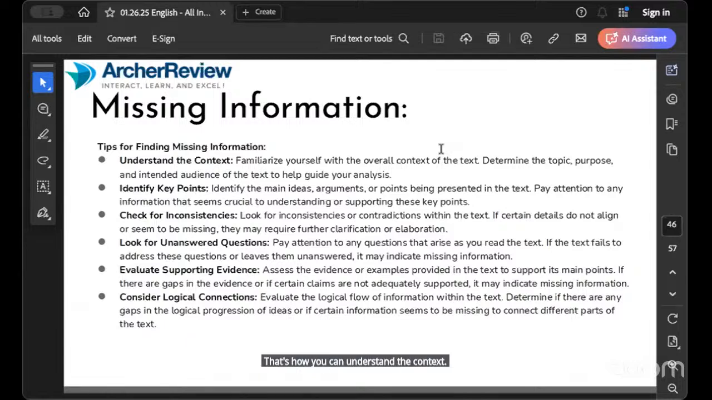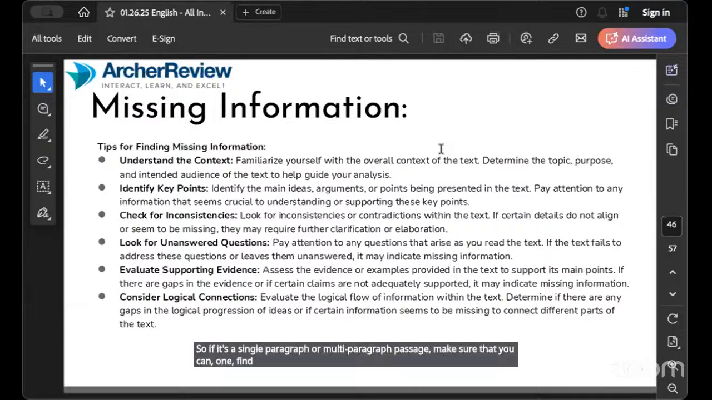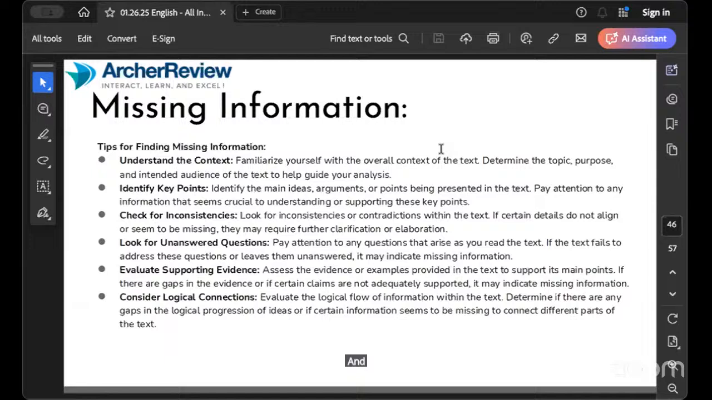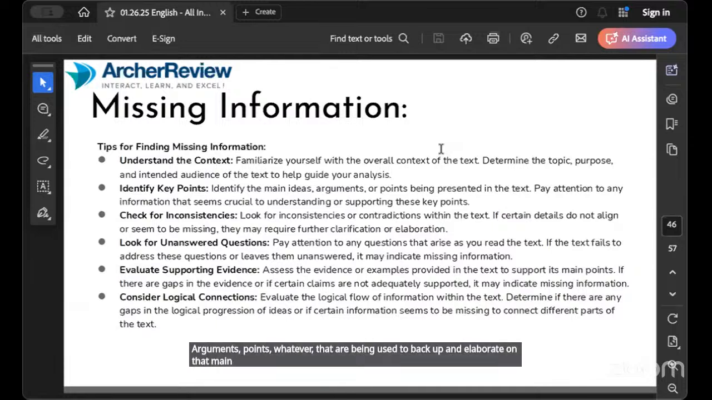Make sure that you can identify key points. So if it's a single paragraph or multi-paragraph passage, make sure that you can, one, find the main idea. And then from there, what are the key points? What are those specific examples, arguments, points, whatever, that are being used to back up and elaborate on that main idea? That's what a key point is.